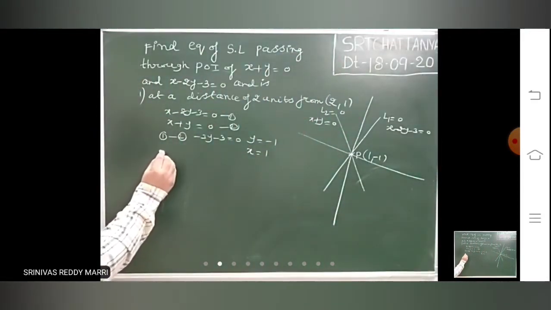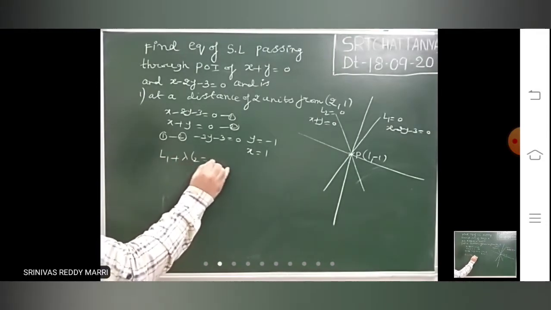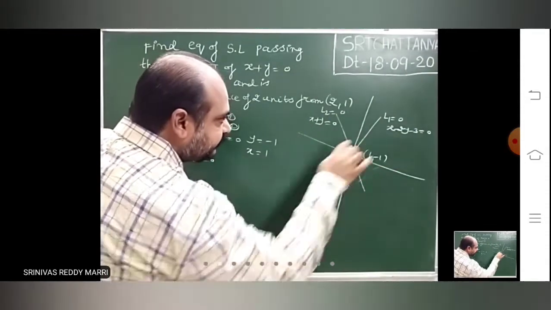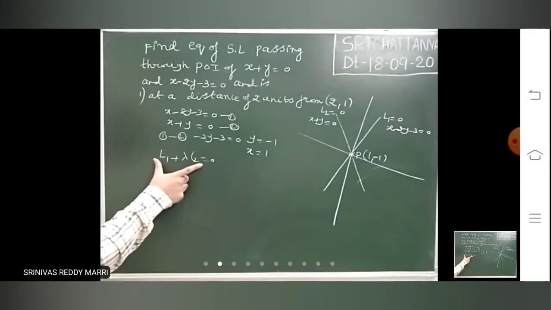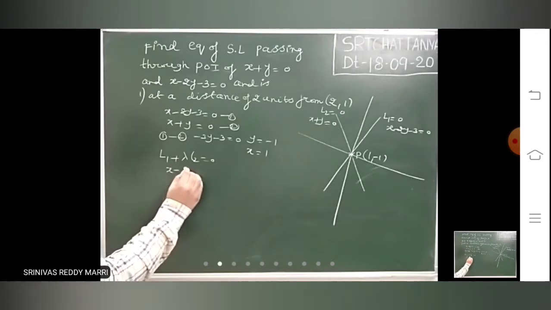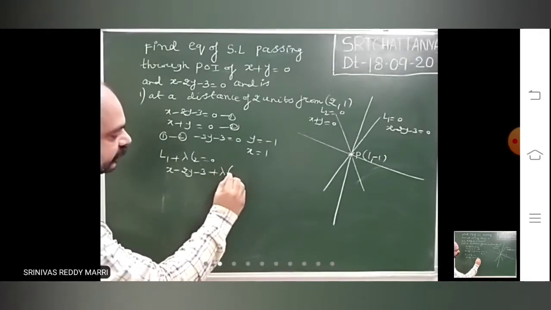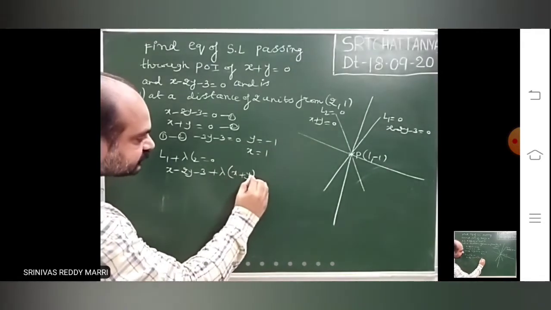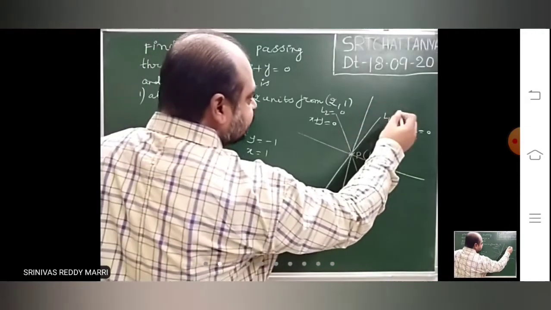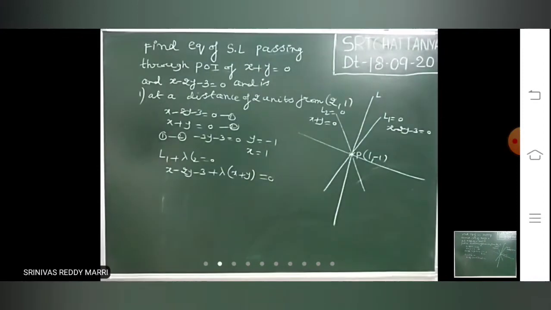Let us say our required line is L1 plus lambda L2 equal to 0. Any line passing through the point of intersection of two lines takes this form. That means x minus 2y minus 3 plus lambda into (x plus y) equal to 0. This is the required line.